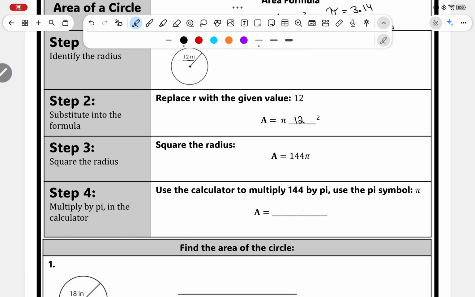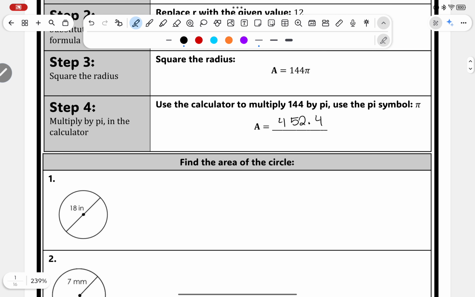And when I multiply 144 times the pi symbol, I get 452 and 4/10 when I round to the 10th spot. Because it's my final answer, rounding to the 10th spot is okay. I don't need to currently round to my 10,000ths.